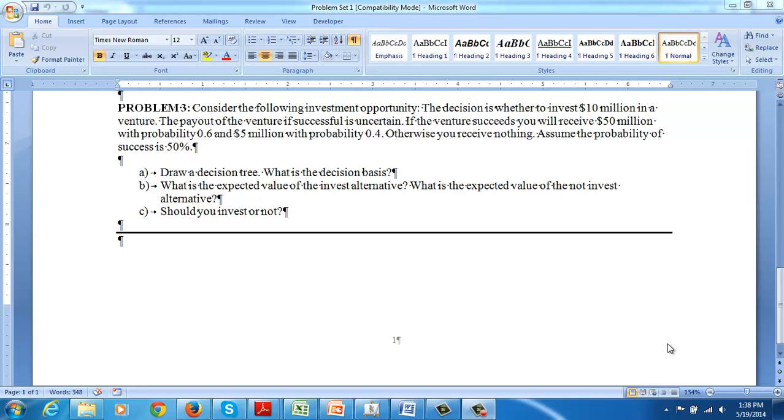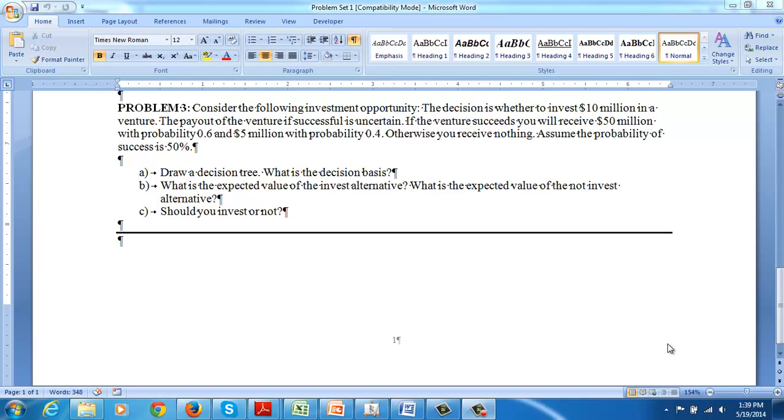All right, let's look at problem set number 1, problem 3. Consider the following investment opportunity. The decision is whether to invest $10 million in a venture. The payout of the venture, if successful, is uncertain. And if the venture succeeds, you will receive $50 million with probability 0.6 and $5 million with probability 0.4. Otherwise, you receive nothing. Assume the probability of success is 50%.